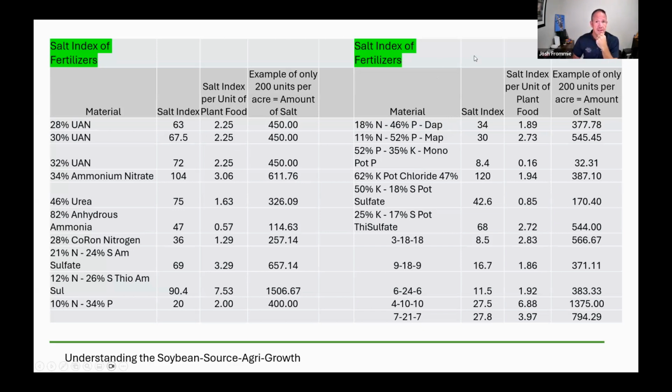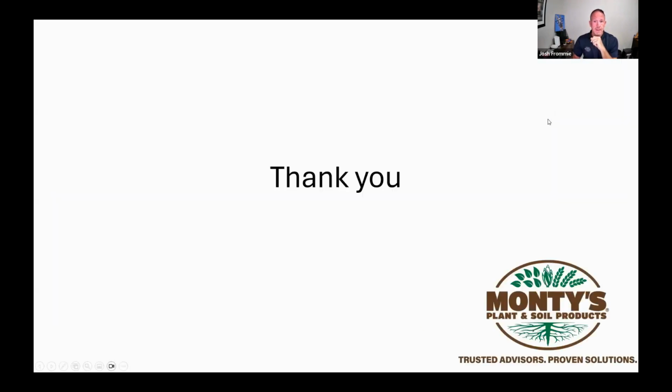Yeah, take a screenshot of this. You can see the differences in the salt indexes and how Monty's Liquid Carbon helps buffer those salts. And Joe could probably touch base a little bit more on that in detail. And with that, that's all I have as far as nitrogen stabilizers.